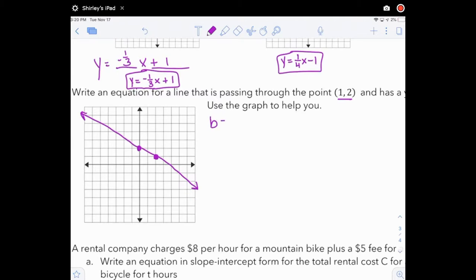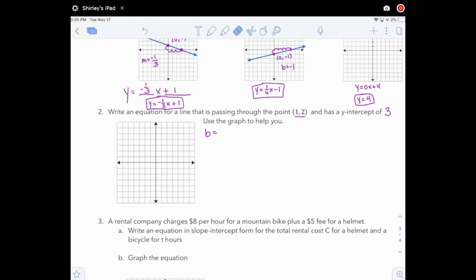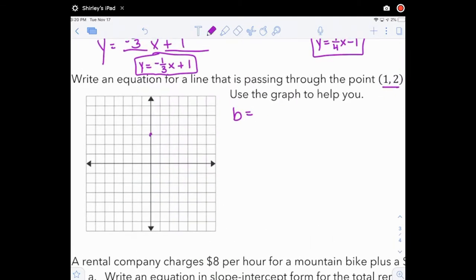I need to know the b value. Your b value is your y-intercept. In this case, oh, look, I did that wrong. I said 3 and I marked 2. 1, 2, 3. And then I have over 1, up 2. Sorry. My b value is 3. It crosses the y-axis at 3. I want to then find the slope. Again, between 2 points, vertical change is negative 1. Horizontal change is 1. Turns into negative 1. So then I get y equals mx plus b.